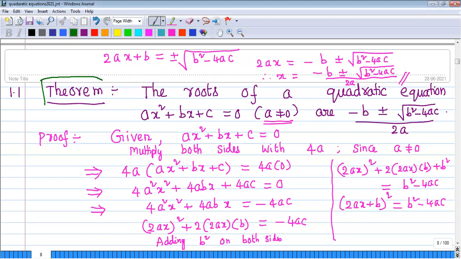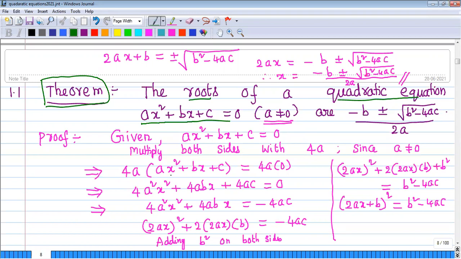Okay, let me repeat once again this theorem. This theorem is on the quadratic formula. The roots of a quadratic equation ax square plus bx plus c is equal to 0 are minus b plus or minus root over b square minus 4ac by 2a. So first consider ax square plus bx plus c is equal to 0. Multiply both sides with 4a. Because a does not equal 0, we can multiply with 4a on both sides.